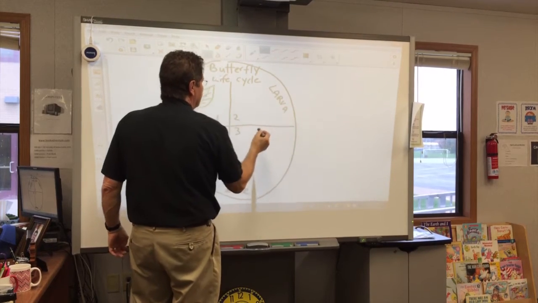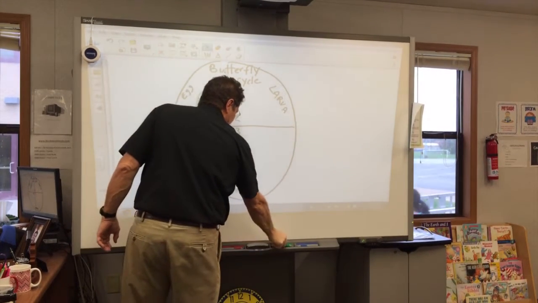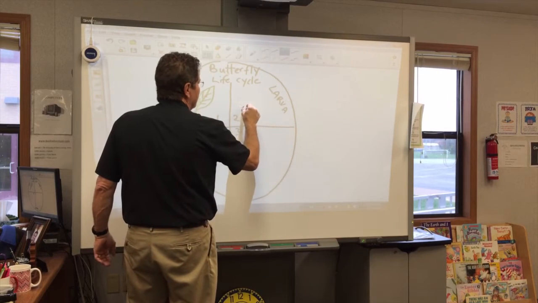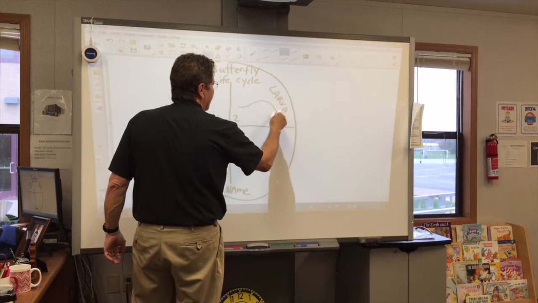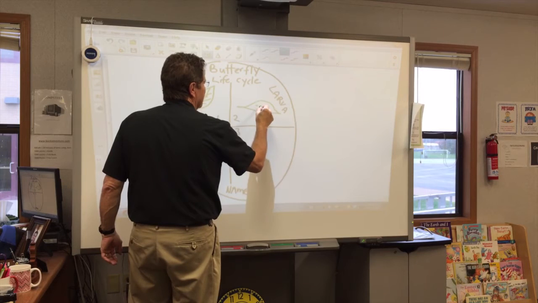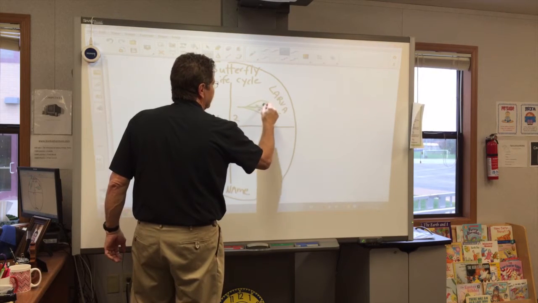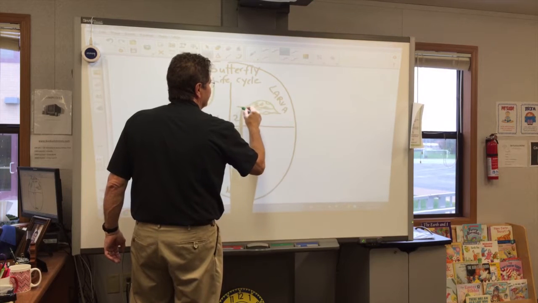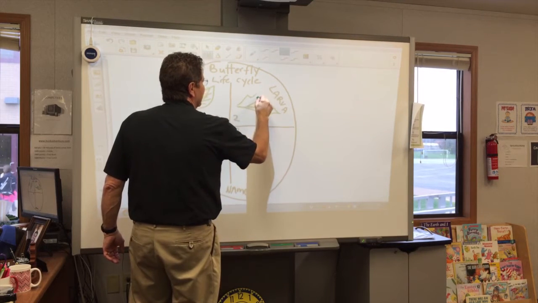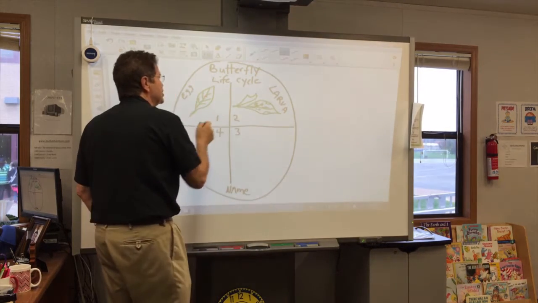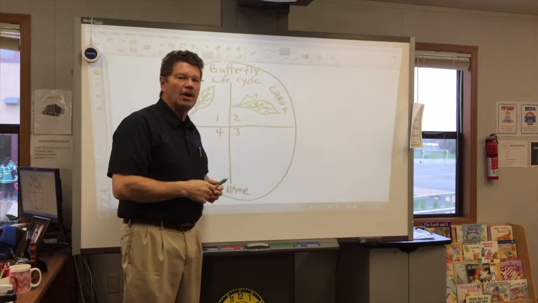L-A-R-V-A. And I'm going to put that on a leaf again. I'm going to draw a big leaf. But this leaf, I'm going to put holes in it, right? I'm going to put holes in this leaf and bite marks out of it because the caterpillar is eating all of it. Yeah, he's eating it all up. Go ahead. On stage 2, write the word larva.